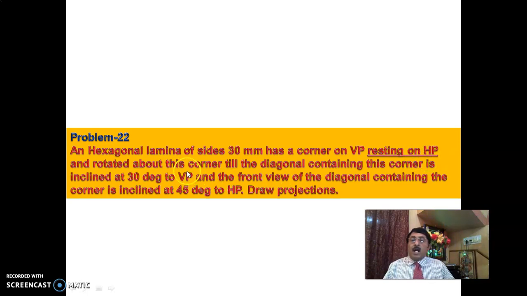Don't worry about that. And rotate it about this corner till the diagonal containing the corner is inclined at 30 degrees to VP, and the front view of the diagonal containing the corner is inclined at 45 degrees to HP. Draw projections and all that. This is the problem.